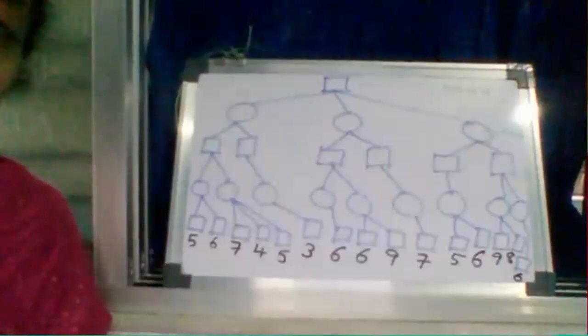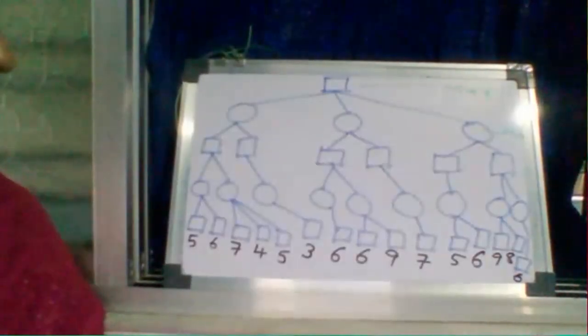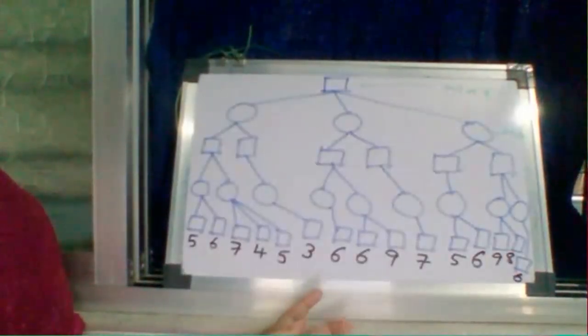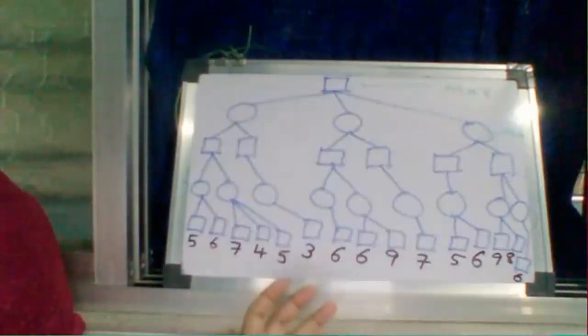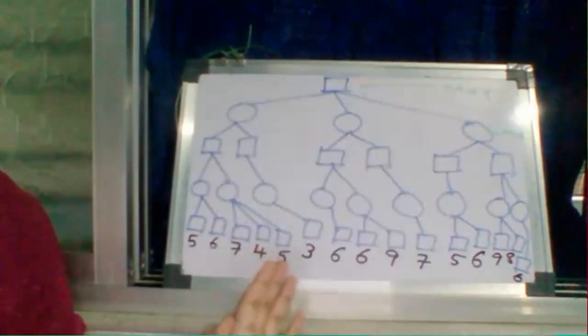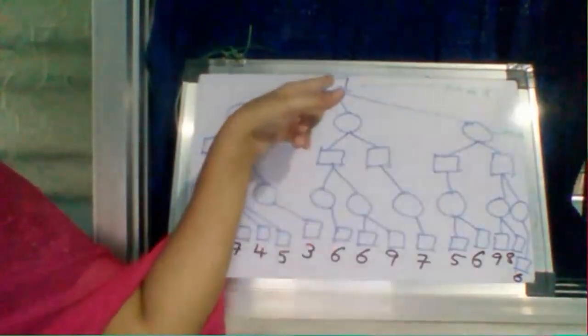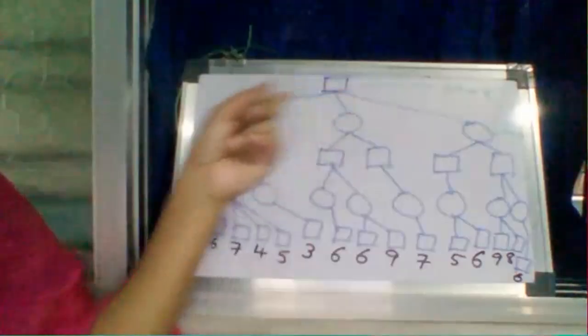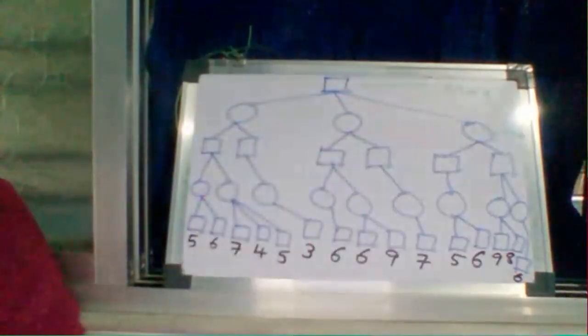I'll show another problem that I have given to the class. So now we consider the second problem. This is the game tree, and in the first level max will play and in the second level min will play. The max level is shown by rectangles and the min level is shown by circles.